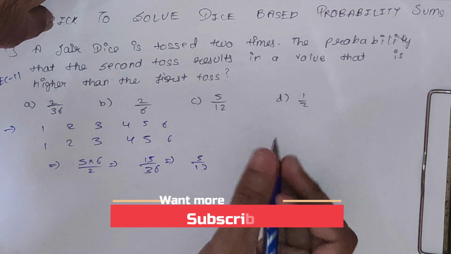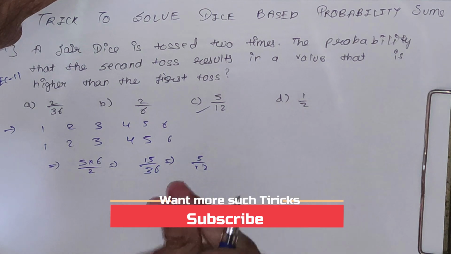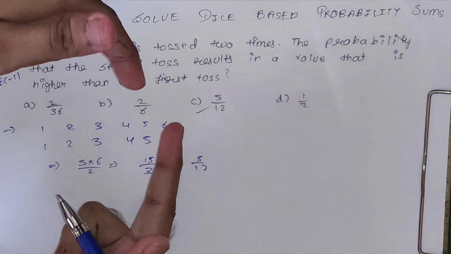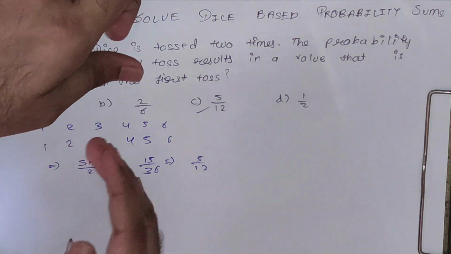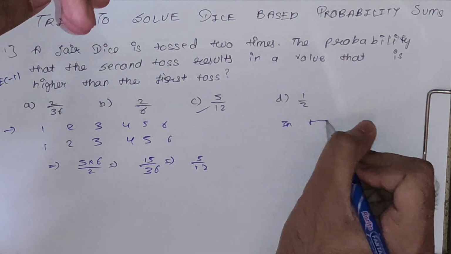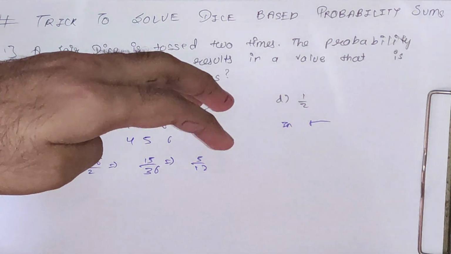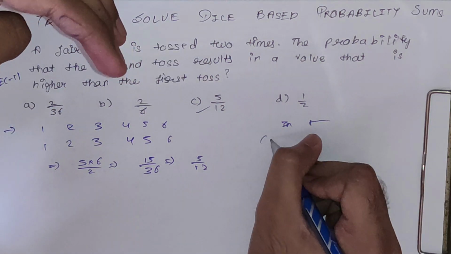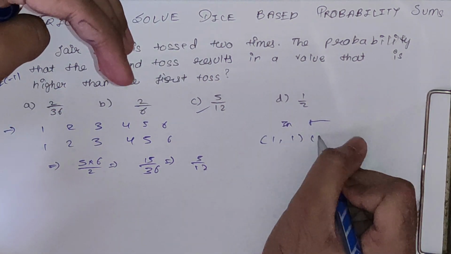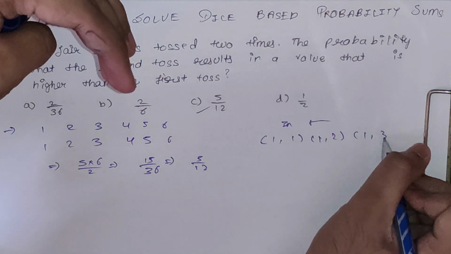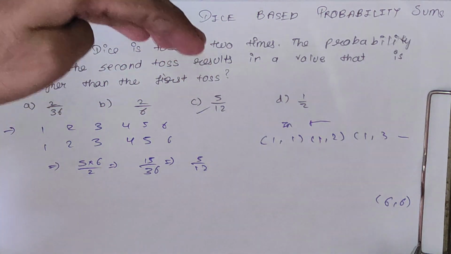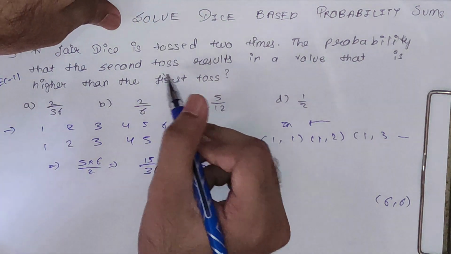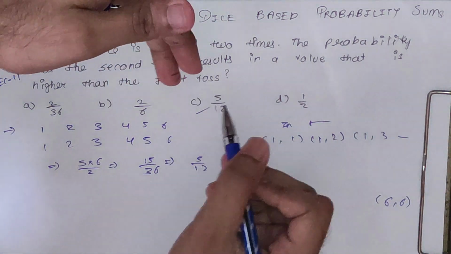So the answer is 5 by 12. Yes, this trick encourages you to count to get your answer, but this is a lot different than the traditional way of counting. In the traditional way, you first create a sample space, like 1 1, 1 2, 1 3 and so on till 6 by 6, and then you count the number of ways where the second toss results in a value greater than your first toss.